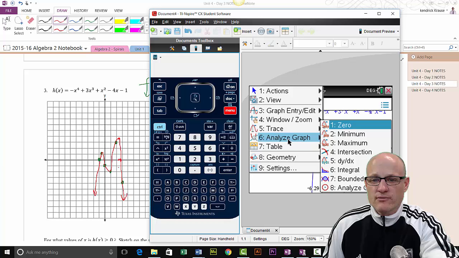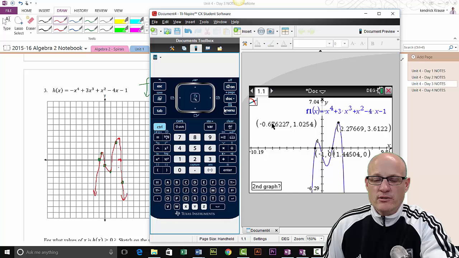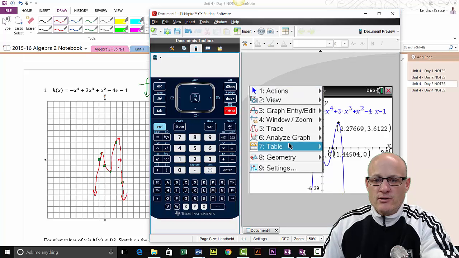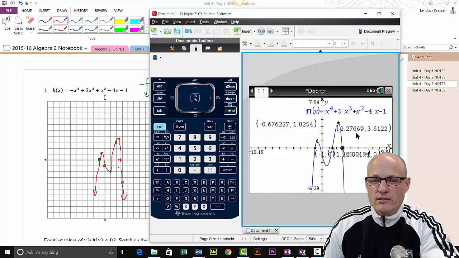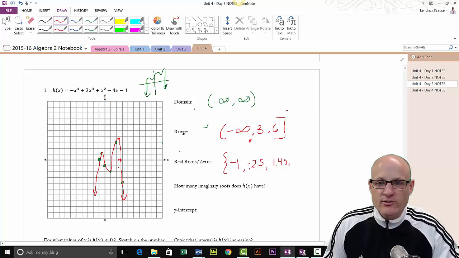Menu, analyze graph, I shouldn't hit intersection. Menu, analyze graph, zero, left, and right. I can't see it. It's at 2.8. So my last zero is at 2.8.